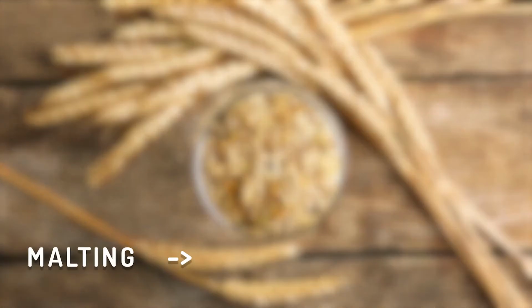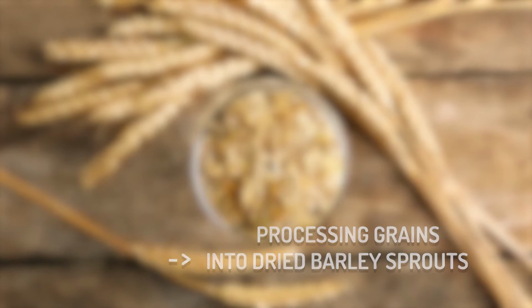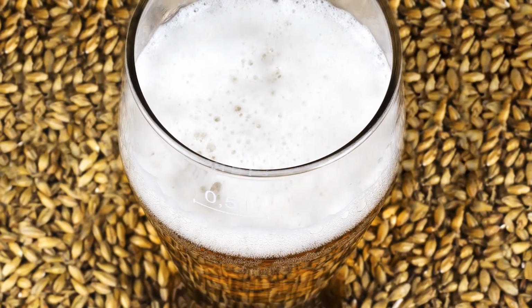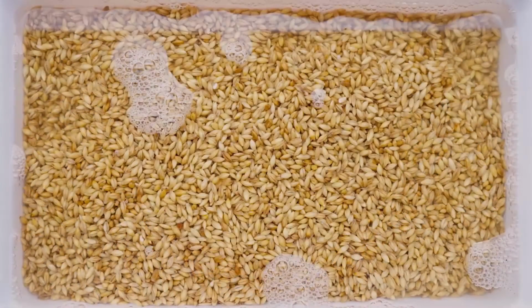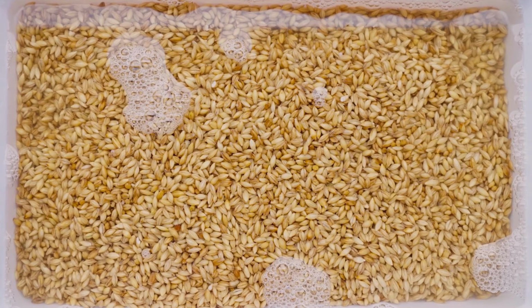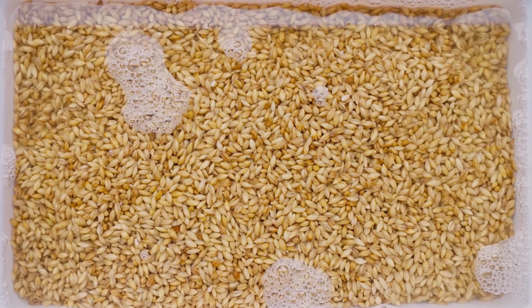In the malt houses, barley is turned into malt. Malting is the term for processing grains into dried barley sprouts. The barley is soaked in water and left alone over the course of a few days in a germinating box. In the warm germinating box, the barley grains develop a small root. This process is called to germinate.